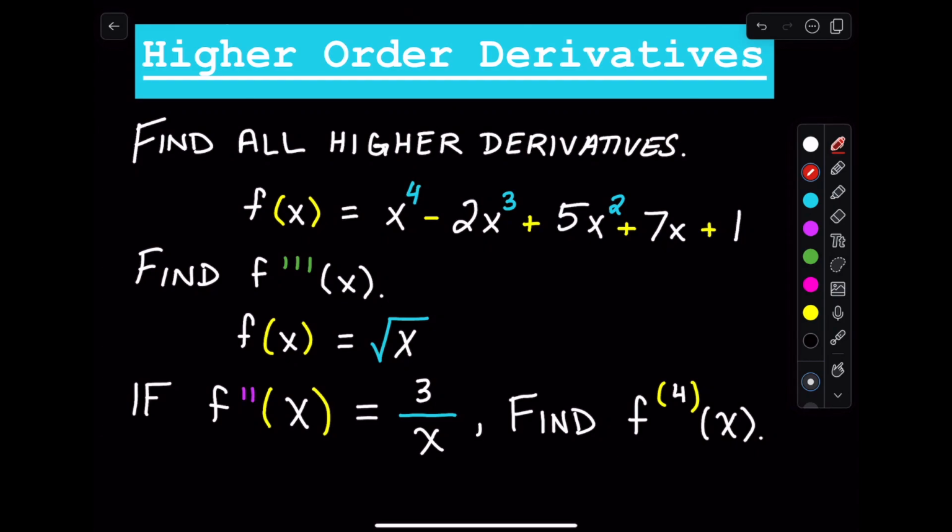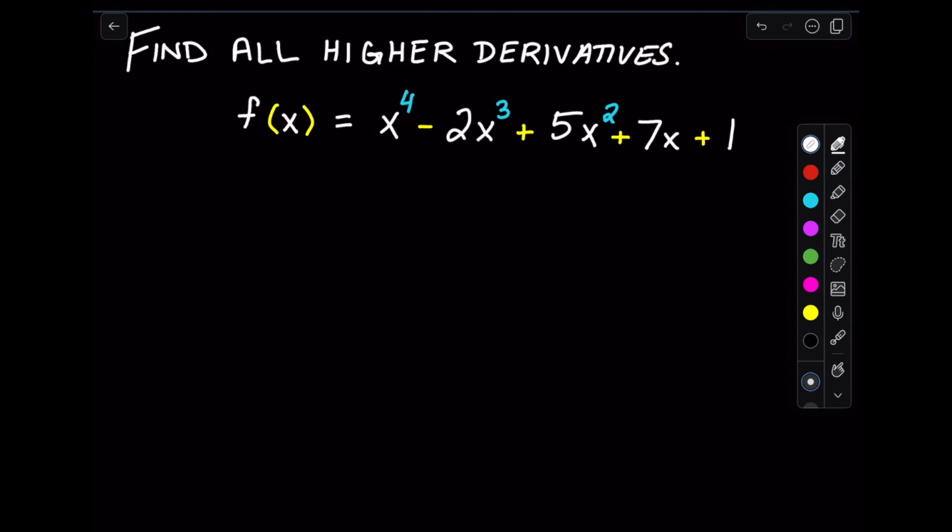Hey guys, in this video we're going to focus on finding higher order derivatives. So let's say we have the function f of x equals x to the fourth plus 2x cubed plus 5x squared plus 7x plus 1. And the problem statement is asking us to find all higher order derivatives. This essentially means that we need to continue deriving this function until the right-hand side of the equation equals 0.